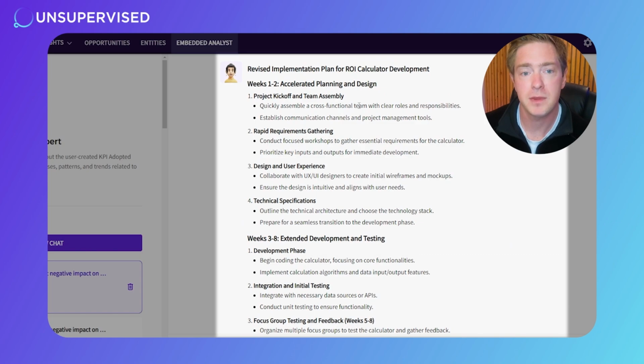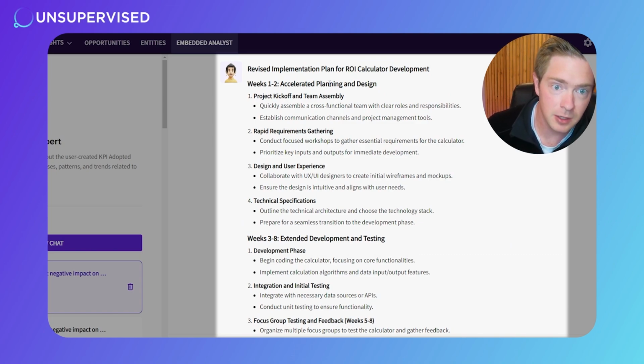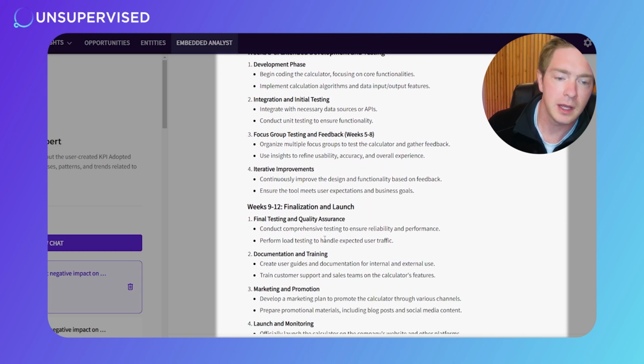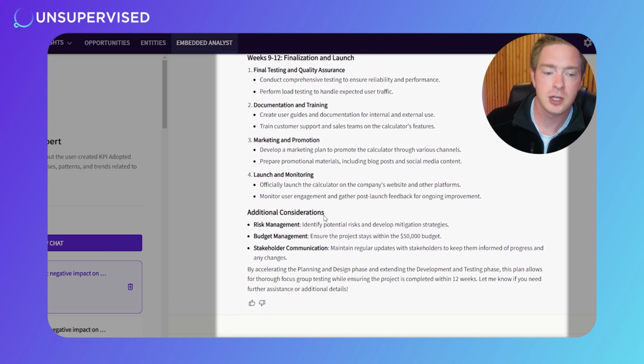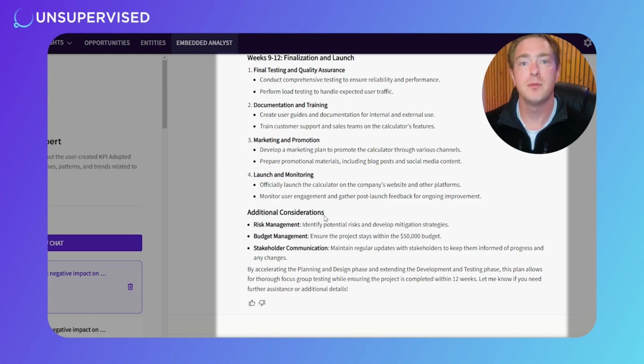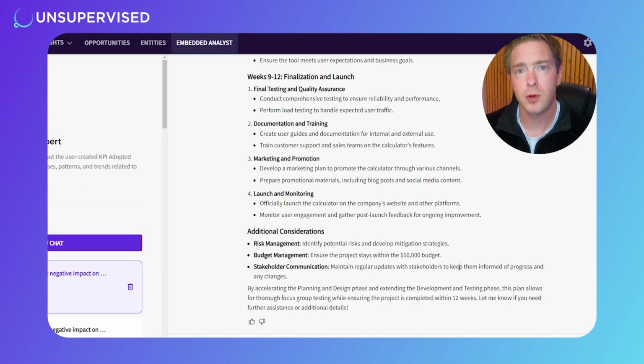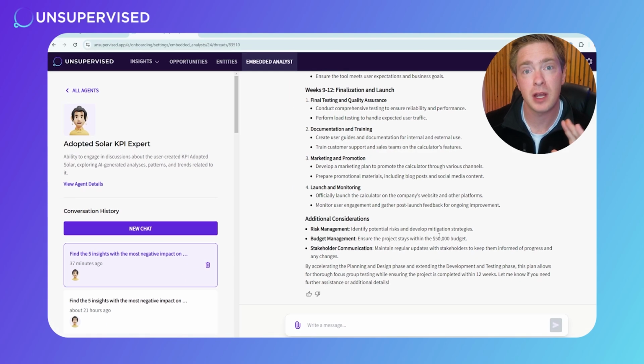And you can see here, the analyst comes back, it's incorporated my feedback. We have an accelerated planning and design phase. We're in development and testing for longer, and then we get to our finalization and launch. So now I can work with the analyst to mold this implementation plan to be exactly what I want. Now that I've worked through all the pieces, it's time to tie everything together, and I'm going to have the analyst summarize all of this in a complete project proposal.